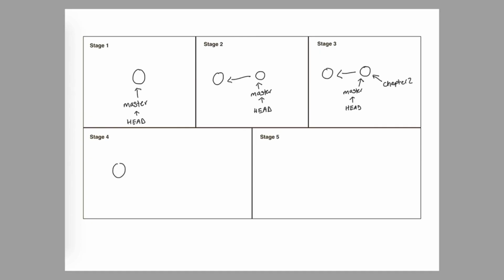So in stage 4, we actually switch into our chapter 2 branch. So you'll see that we're no longer on the master branch, so the head pointer will be pointing to the chapter 2 branch. And finally, in stage 5, we're going to make another commit. So in total, we're going to have 3 commits. And since we're on the chapter 2 branch, when we make that other commit, the chapter 2 branch will move to point to the latest commit.